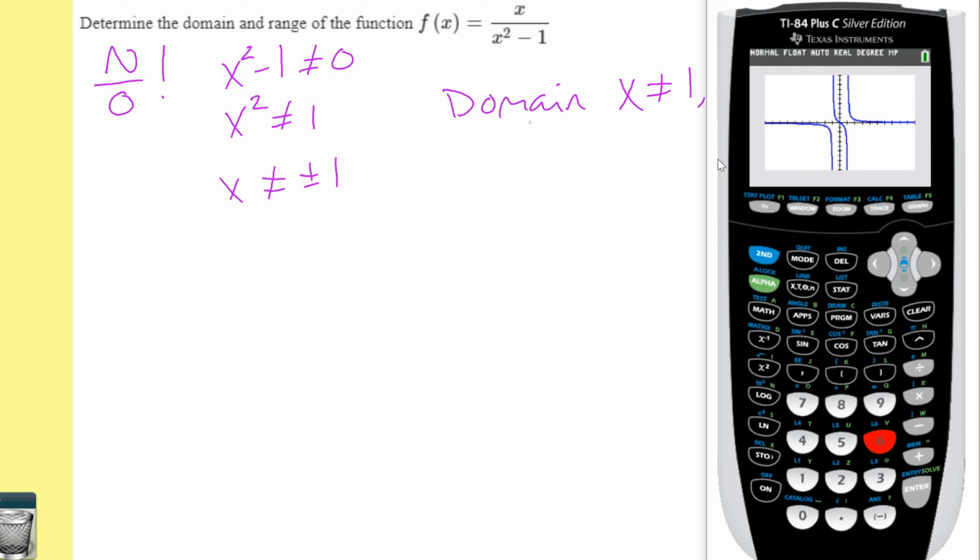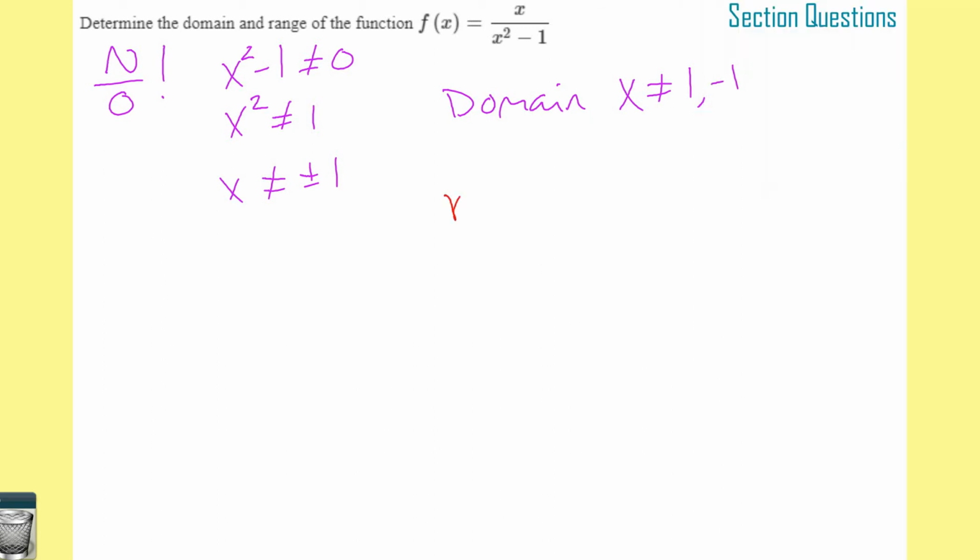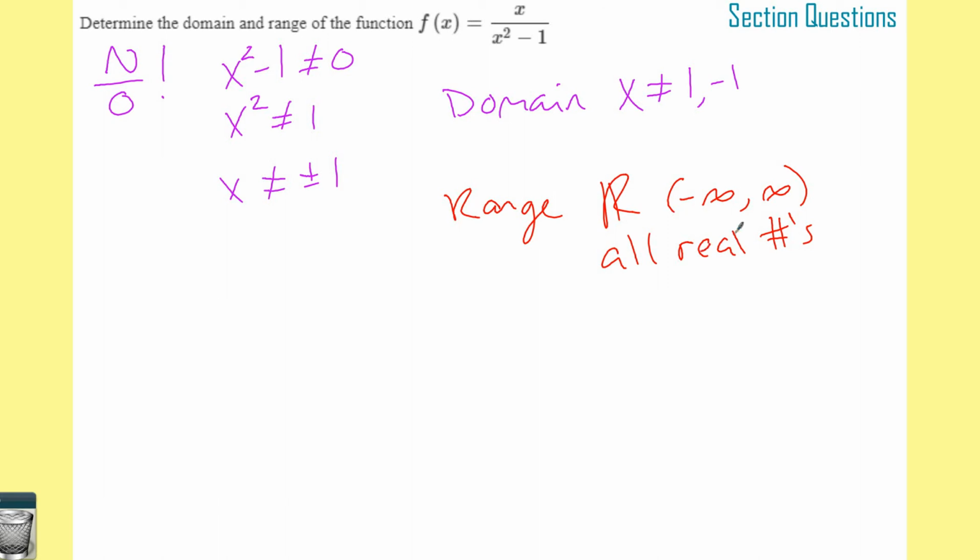Domain is a lot easier to figure out than the range. So I would always use the graphing calculator for the range. So here, our graphing calculator confirms that our range is going to be all reals. You can either write that, you can write interval notation, or you can literally say all real numbers. So then I confirmed with calculator. That's how I can show my work.